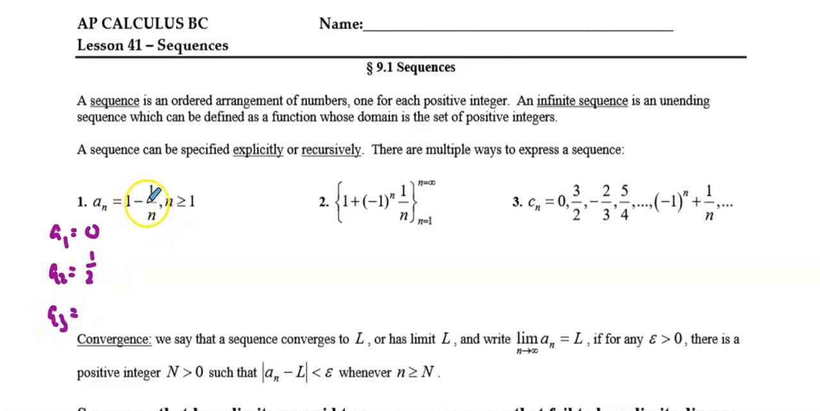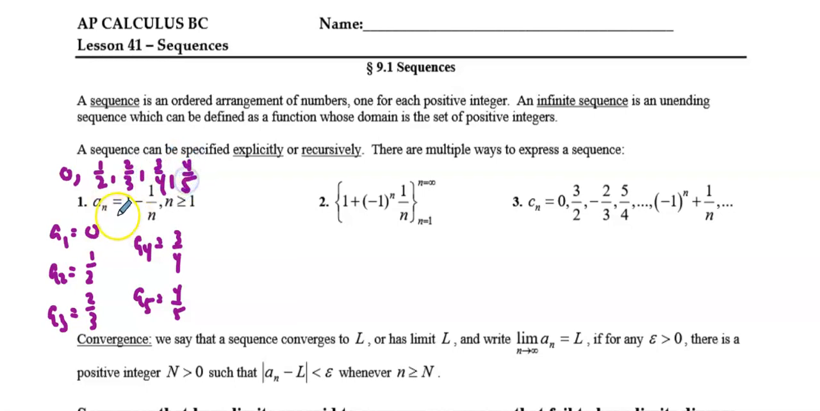If I plug in 3, I get 1 minus 1 third, which is going to give us 2 thirds. And then we can just keep going, 1 minus 1 fourth is going to give us 3 fourths, etc. And then let's go one more. So 1 minus 1 fifth gives us 4 fifths. So you can see that this is a sequence by listing numbers out like so. This would be a sequence of numbers based on this formula, where n is greater than or equal to 1. And we could do that for the rest of these problems.